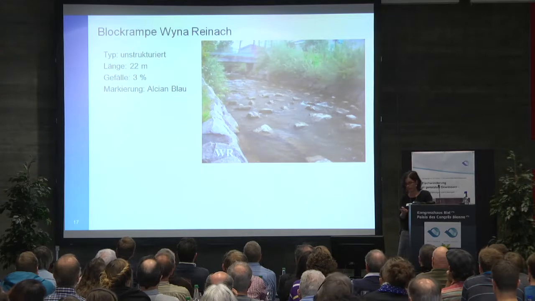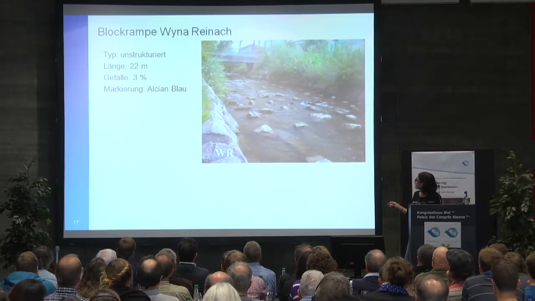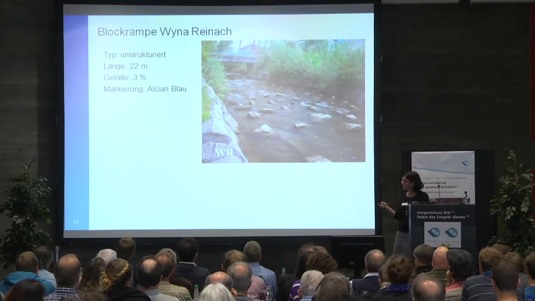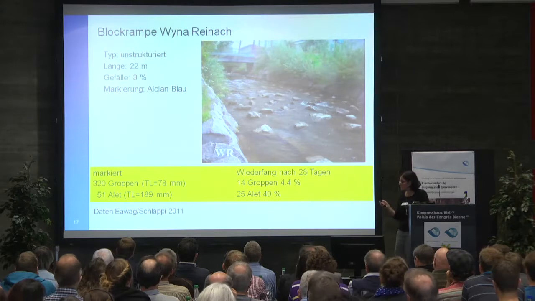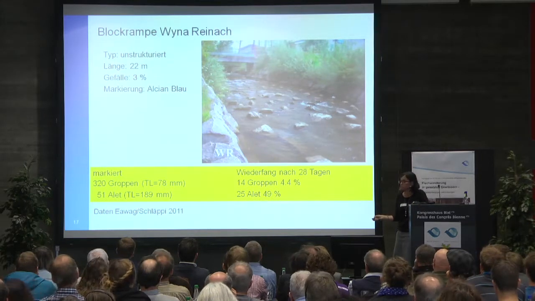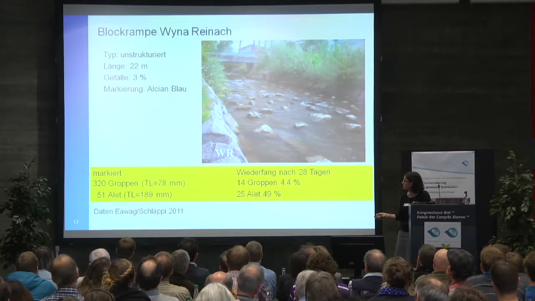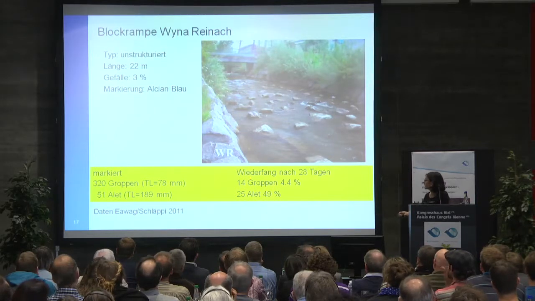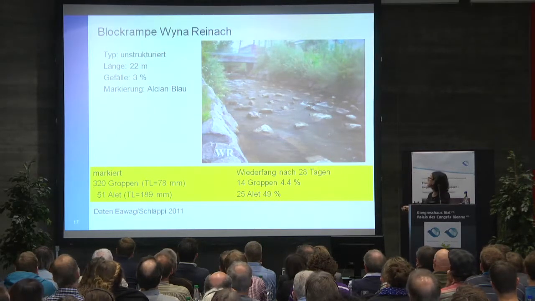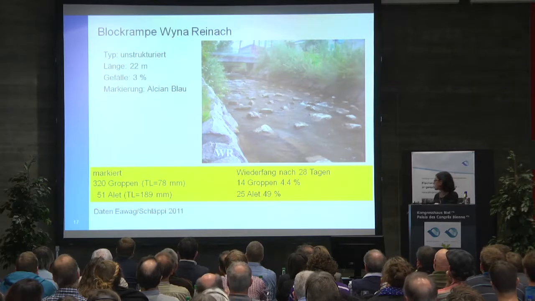This is one rock ramp at the river Wiener at Rheinach. This is an unstructured rock ramp. It's 22 meters long, slope is 3%. More than 300 bullheads were marked, and also eels.